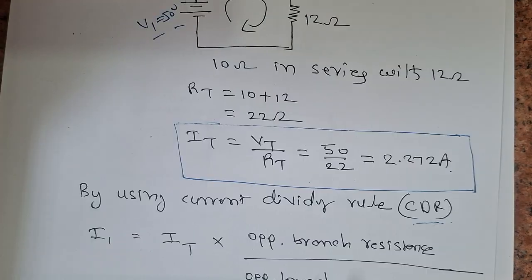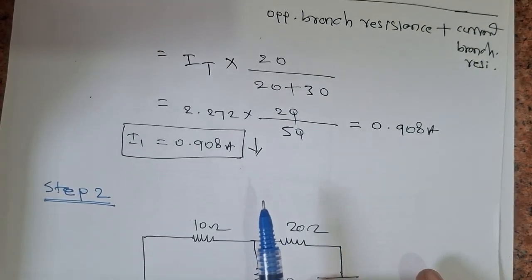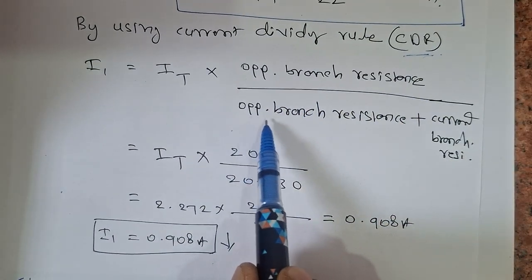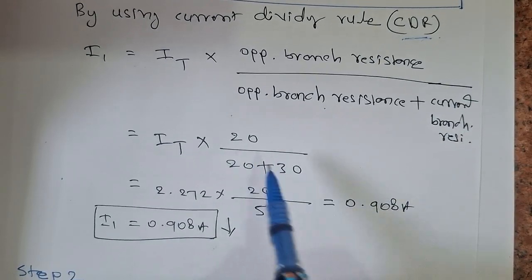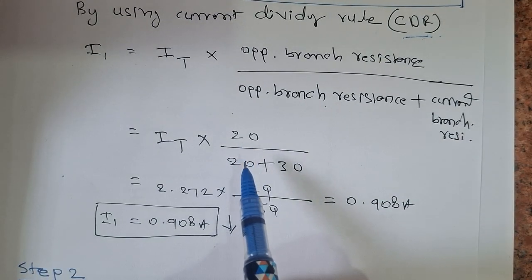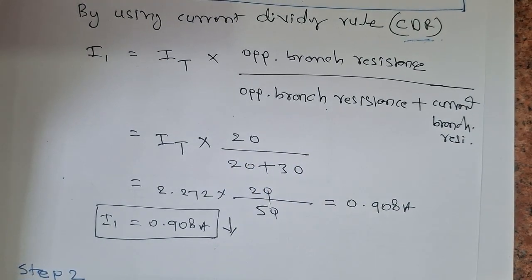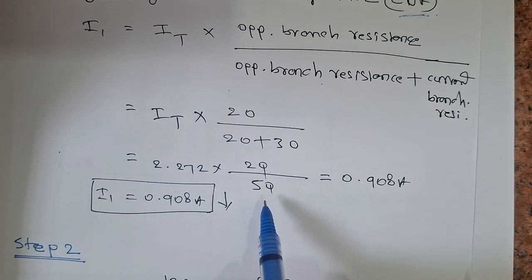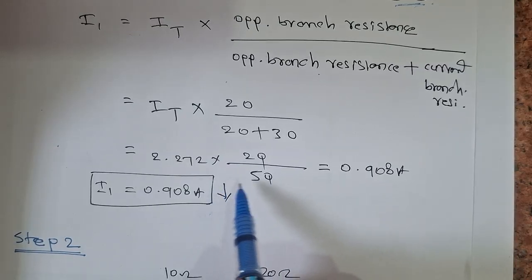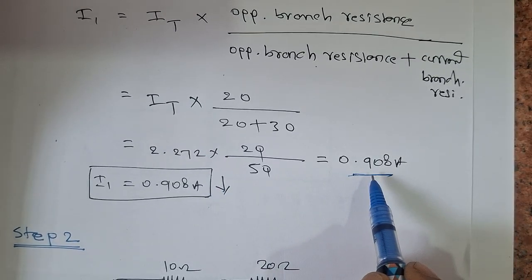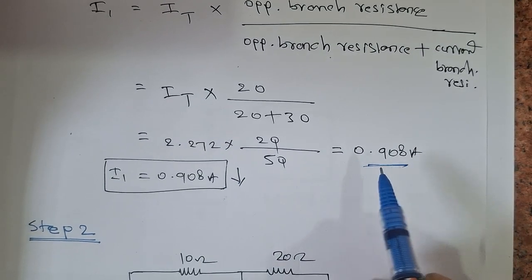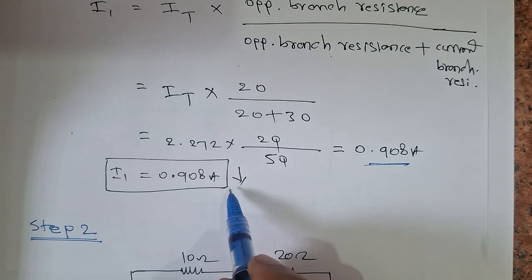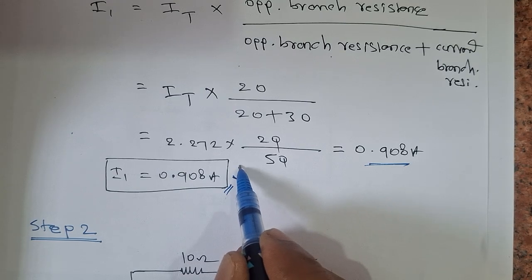So your I1 current is equal to the opposite branch resistance divided by the opposite branch resistance plus the current branch resistance, into the total current. Opposite branch 20 ohms divided by 20 plus 30, into the total current. So 20 plus 30 is 50, and you will get 0.908 amperes. This will be the current, and it is flowing in a downwards direction.